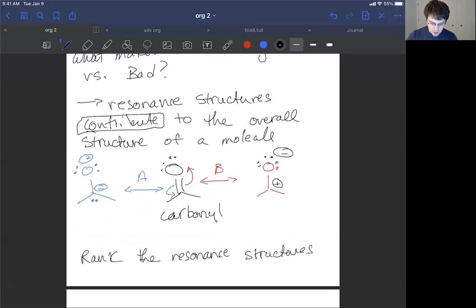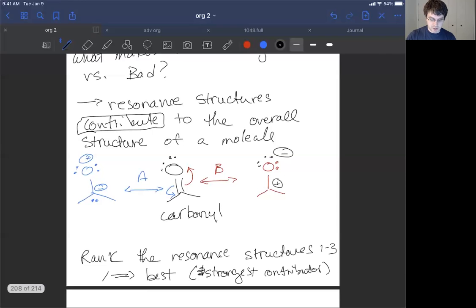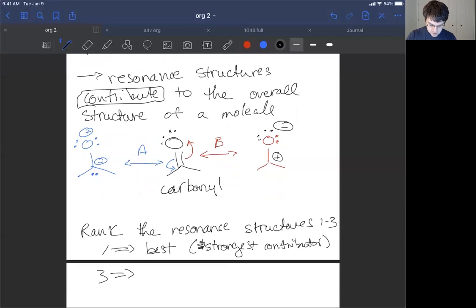And we'll go from 1 to 3, where 1 is the best resonance structure and the strongest contributor. In terms of its overall structure, the best resonance structure is the best contribution to the actual structure of the molecule, and 3 is the worst, or the least contributing resonance structure. Okay, so if we rank these, it turns out that if 1's the best and 3's the worst, then it goes 3, 1, 2.